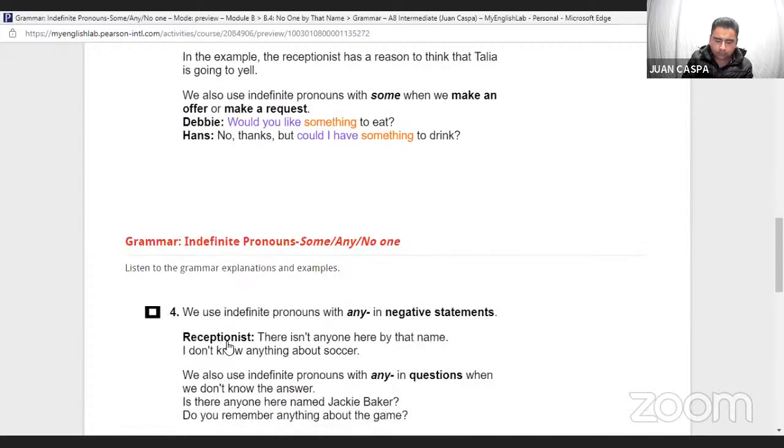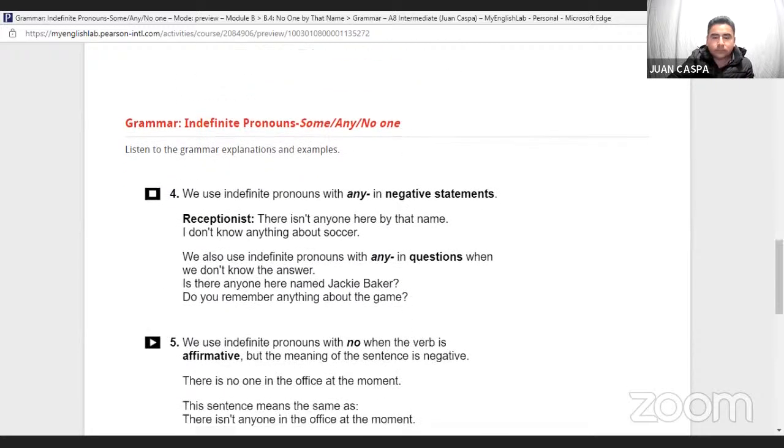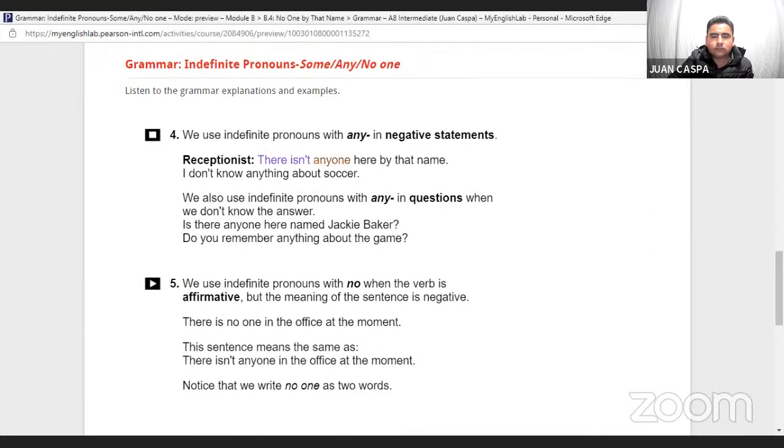We use indefinite pronouns with any in negative statements. There isn't anyone here by that name. I don't know anything about soccer. We also use indefinite pronouns with any in questions when we don't know the answer. Is there anyone here named Jackie Baker? Do you remember anything about the game?